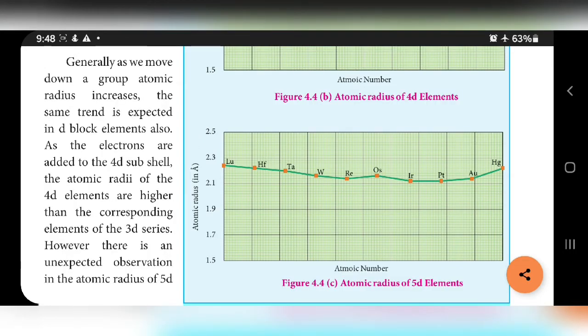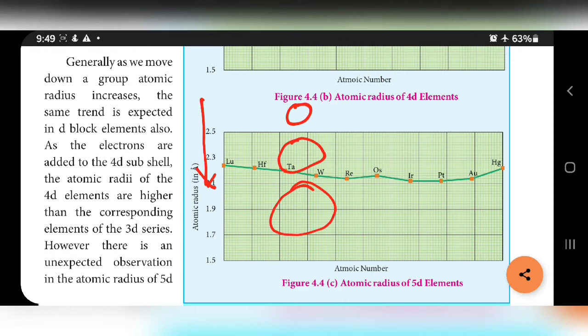Generally, as we move down a group, that is top to bottom, atomic radius increases. Generally from left to right sizes decrease, top to bottom sizes increase, that is what is given here. The same trend is expected in d block elements also. As the electrons are added to the 4d subshell, the atomic radii of the 4d elements are higher than the corresponding elements of the 3d series.